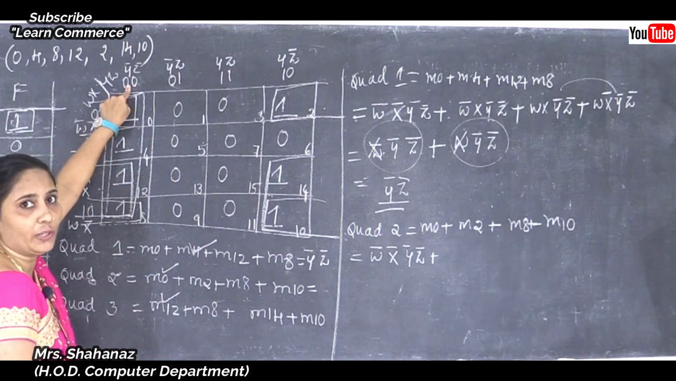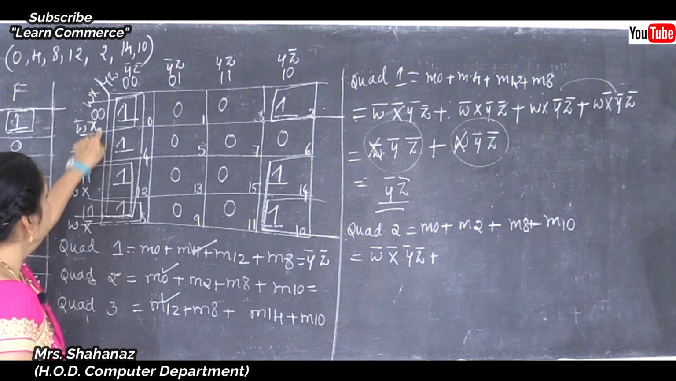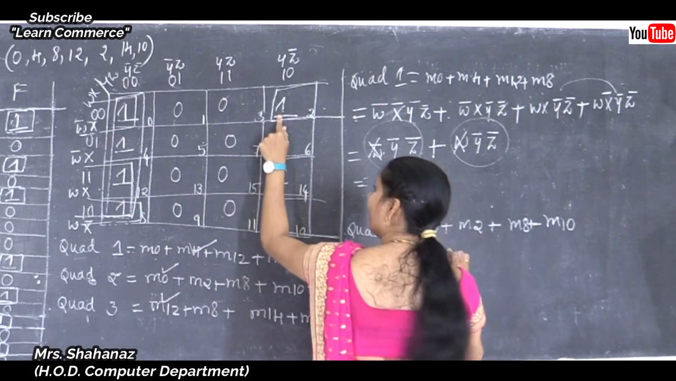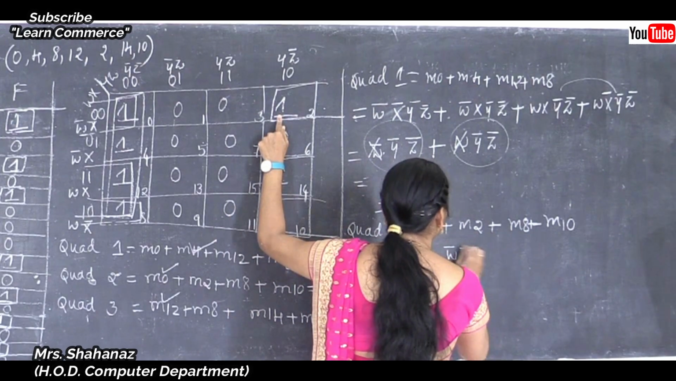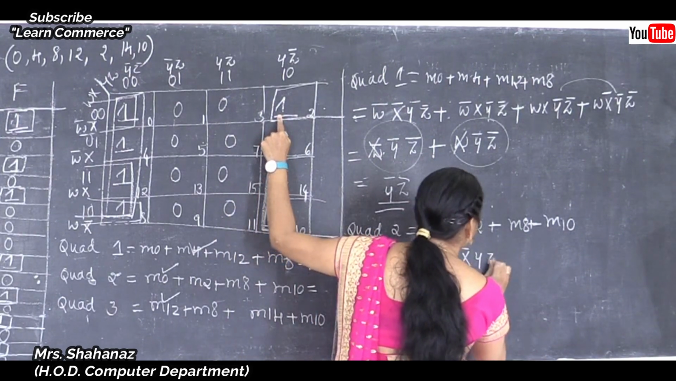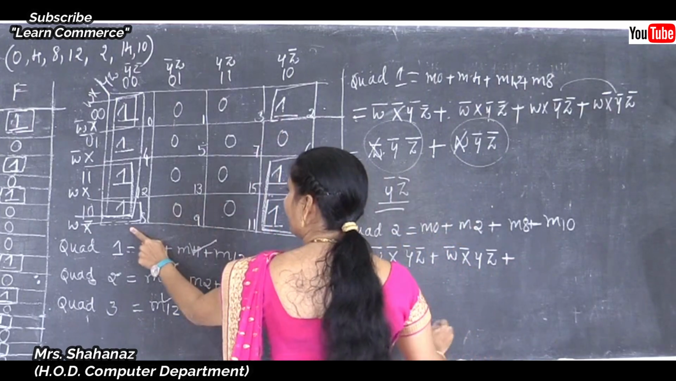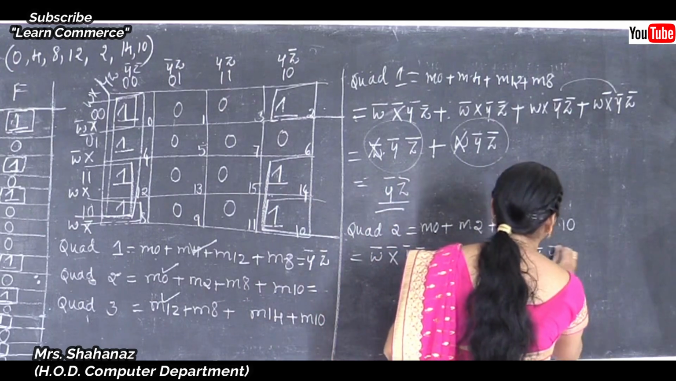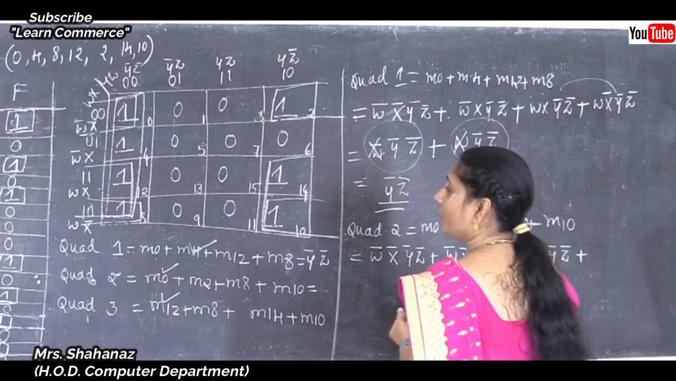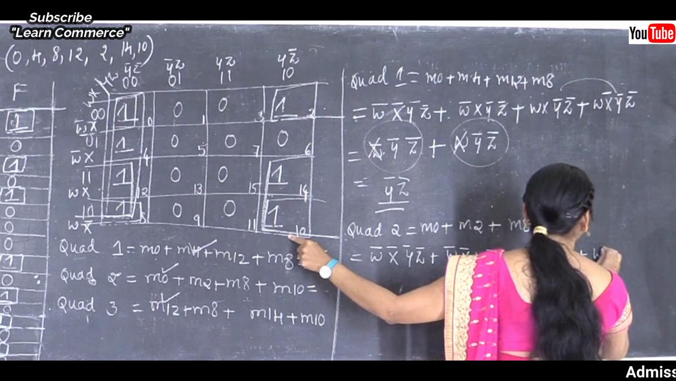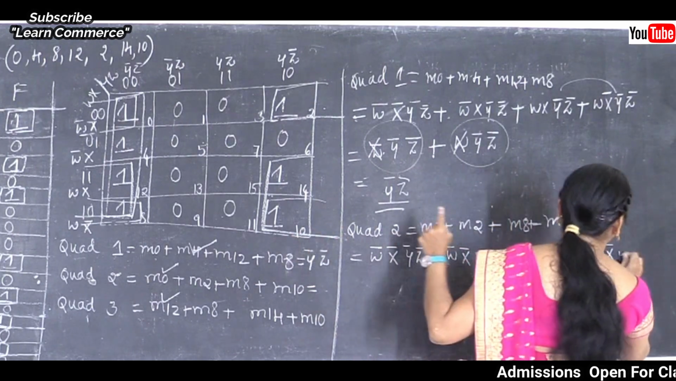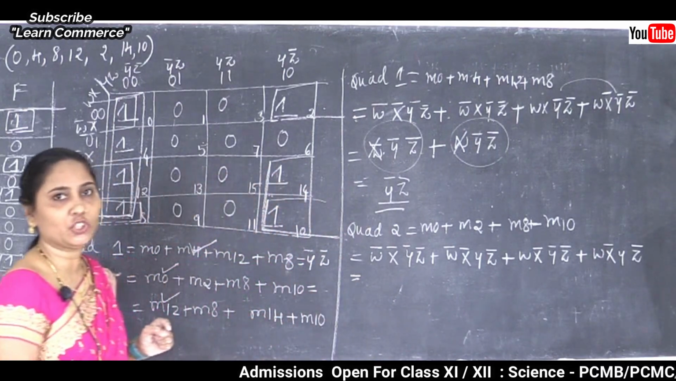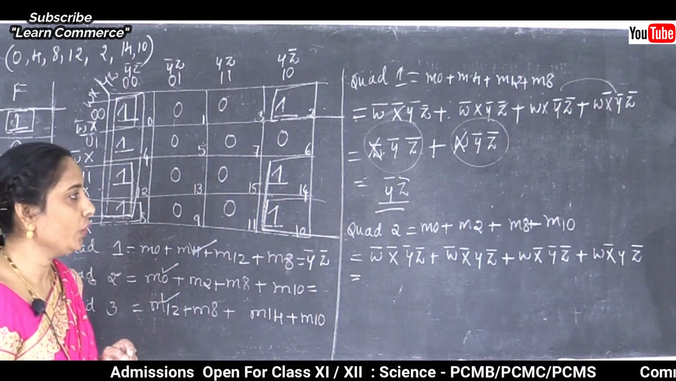Left side value, top value: complement W, complement X, complement Y, complement Z. Now the second value is complement W, complement X, Y, complement Z. The 8th value is W, complement X, complement Y, complement Z, and later the 10th value is W, complement X and Y, complement Z. Now we know the sum of the expression is from 0, 2, 8, 10.